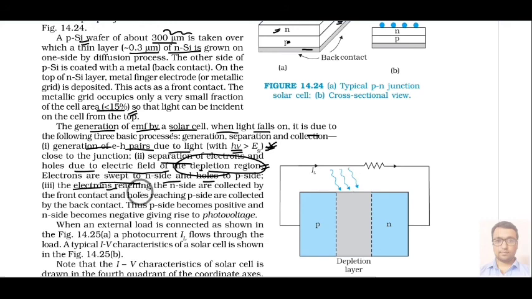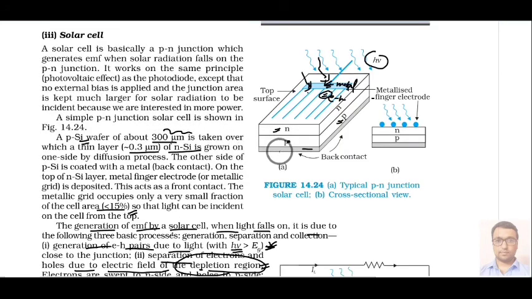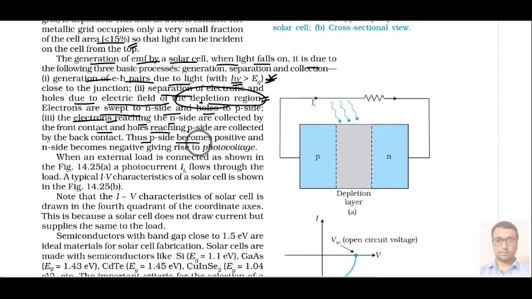The third point is that the electrons reaching the n side are collected by the front contact, and the holes reaching the p side are collected by the back contact. The holes will be collected here, and electrons will come to the conduction band of that n type semiconductor. Thus we can say that the p side becomes positive and the n side becomes negative, giving rise to the photovoltage. Now we will apply the external load.